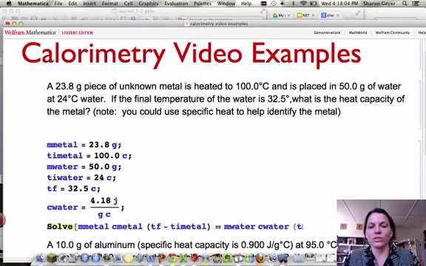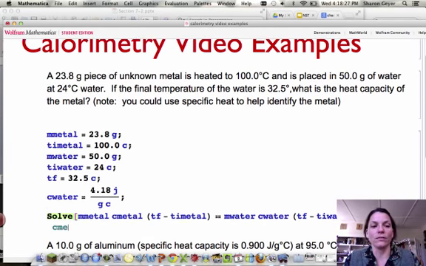Times TF, which is the final temperature, minus the initial temperature of the water. Now, it's very important to remember that you keep all the information about the water on the right side of the equation, and the metal on the left. So the water is on one side, the metal's on the other, just to double check. And we're going to solve for the specific heat of the metal.